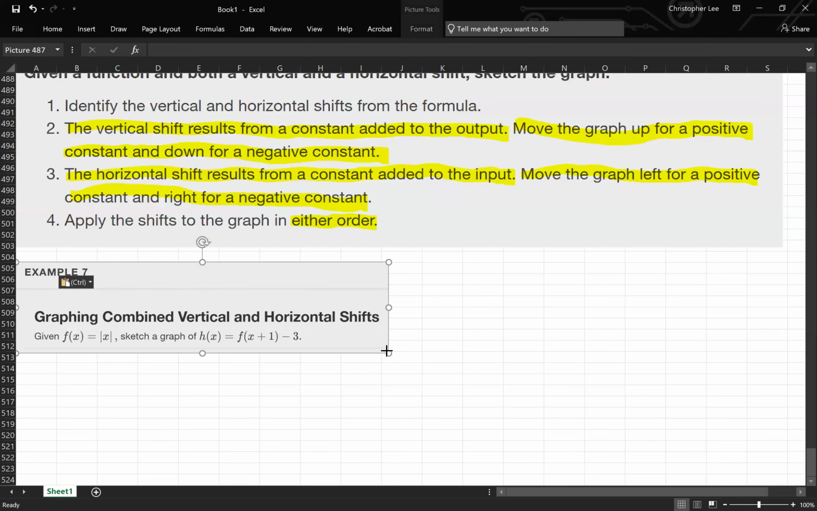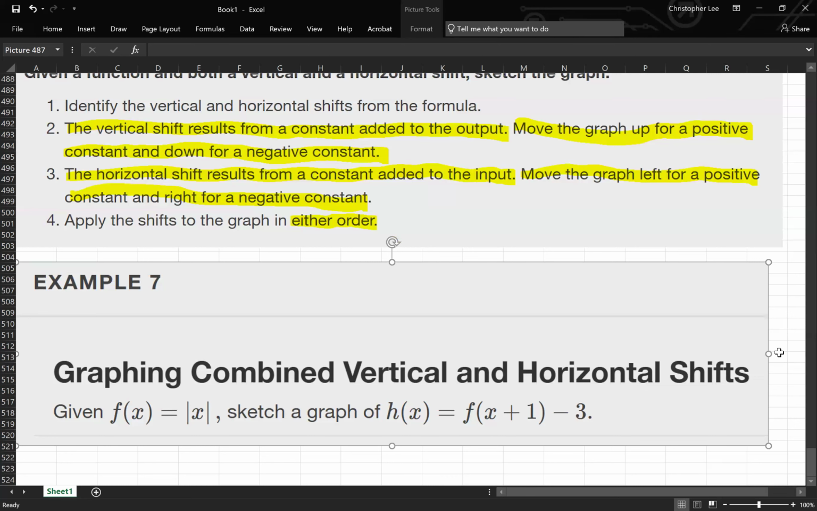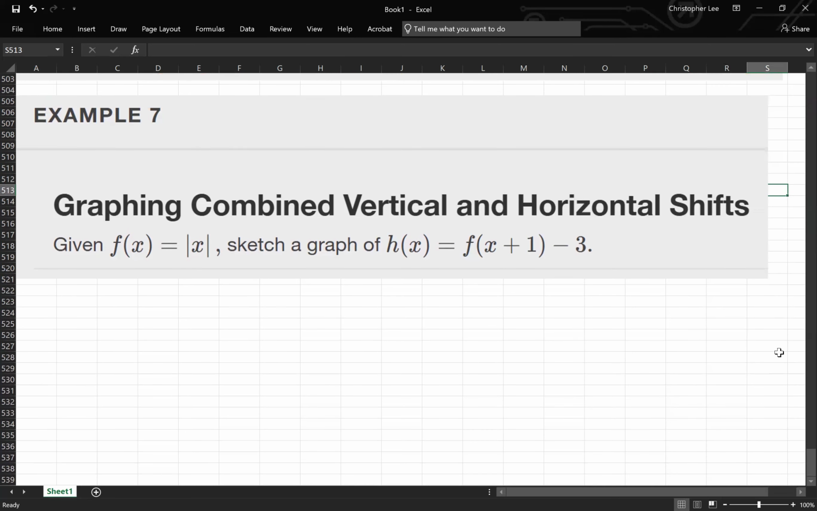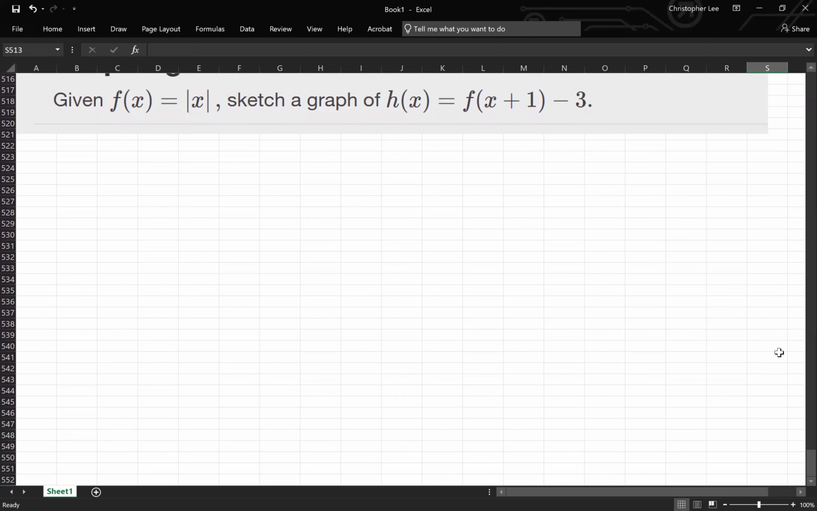So check this out. This is graphing combined vertical and horizontal shifts, right? Given f of x is equal to the absolute value of x, we want to sketch the graph of h of x, which is going to be f of x plus 1 minus 3, right? Tell me what's happening in this graph real quick.